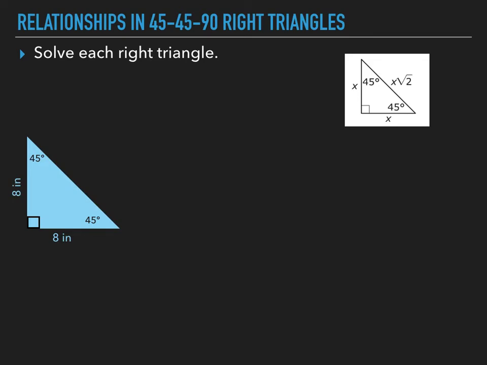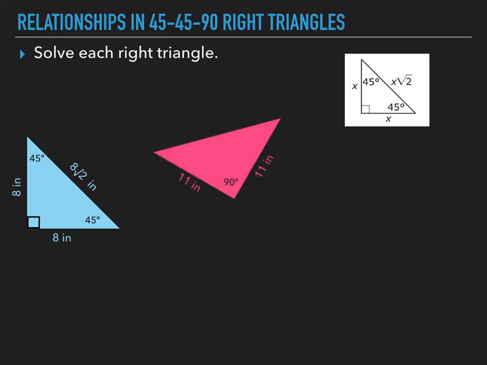And if we look up at the diagram, we can see the relationship that exists is the hypotenuse is the square root of 2 times the leg length. So therefore, the hypotenuse of this blue triangle would be 8 square root of 2 inches. So when I have a 45-45-90 right triangle and I'm given one of the leg lengths, I know the other leg length must be congruent and the hypotenuse must be 8 square roots of 2.